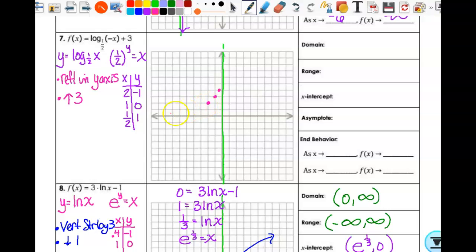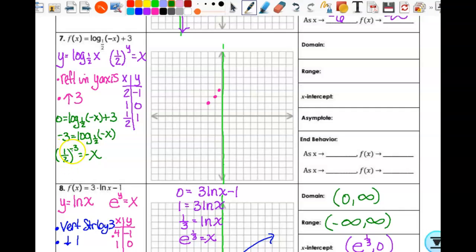Okay, so I have an x-intercept over here. Don't know what it is, so I need to go and find that. So x-intercept is when y is 0. So 0 equals log base 1/2 of negative x plus 3. So I'll subtract 3 from both sides. Get -3 equals log base 1/2 of negative x. Now I have a single log by itself. I can rewrite it. 1/2 to the -3 power equals negative x.